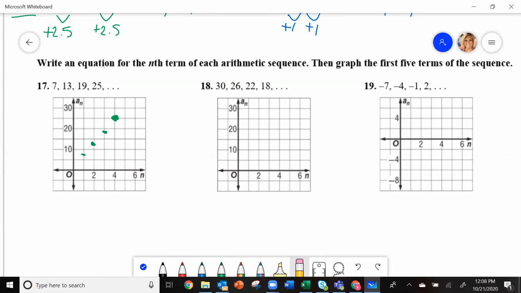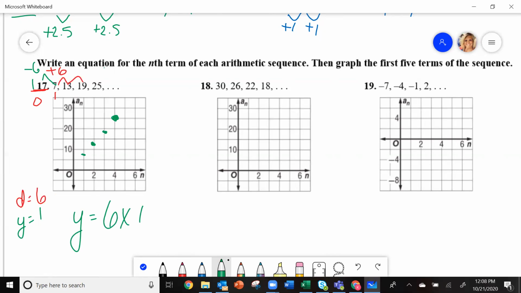So what is the difference? What do we keep going up by? What does this increase by? It's going up by 6. So my difference is 6. What is my y-intercept? What is my beginning amount? I need to go backwards to where instead of the first number, it's going to be times 0. So if I go back here, I'm going to subtract 6. So 7 minus 6 is 1. Okay, so that means that my y-intercept is going to be 1. So my equation is going to be y equals 6x plus 1 for this equation.